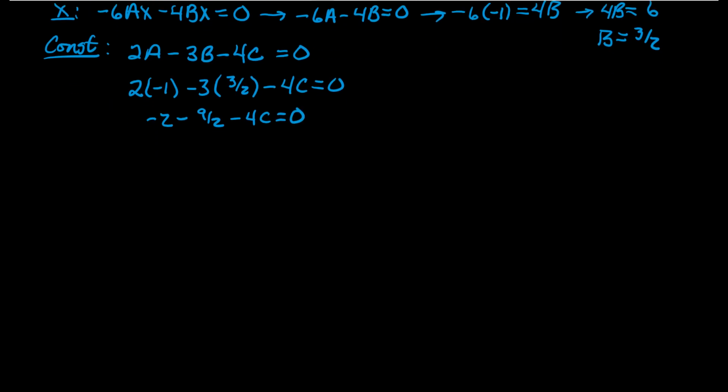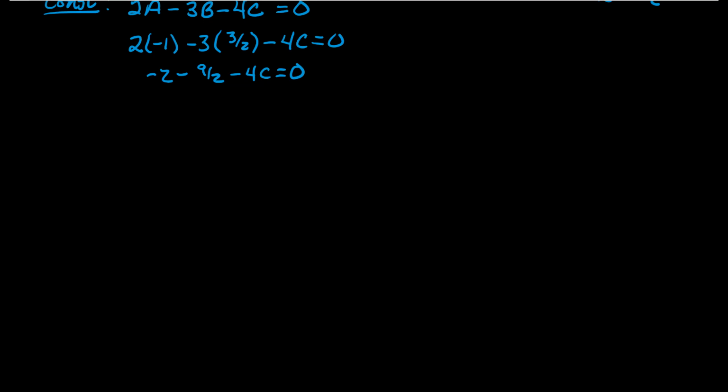I'm going to go ahead and move the 4c to the other side and combine these two, the -2 and the -9/2. That's really 4/2 and 9/2. That's going to be 13/2. And of course it'll be negative, equals 4c, which then allows us to compute that c is going to be equal to -13/8, dividing both sides by 4.